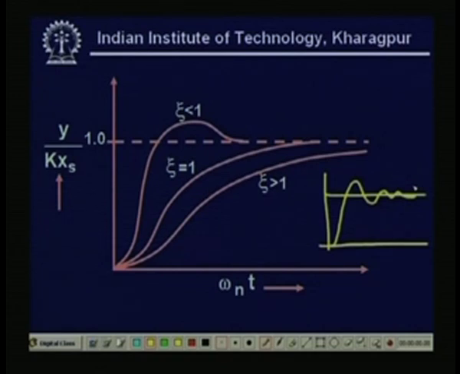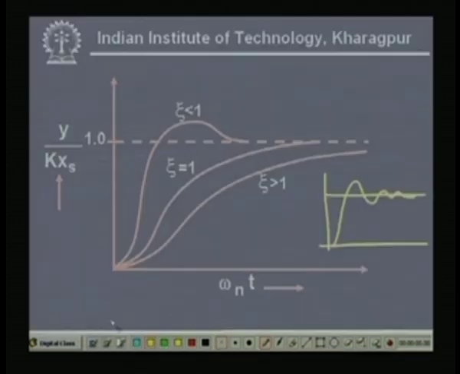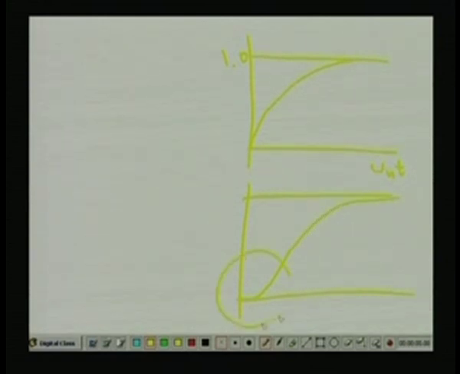Now, suppose the system is critically damped. In the case of a first order system, I will get a response like this. So, normalized output, this is omega n t, and in the case of a second order system, if it is critically damped, I will get a response like this. So, look at the origin in the two cases.